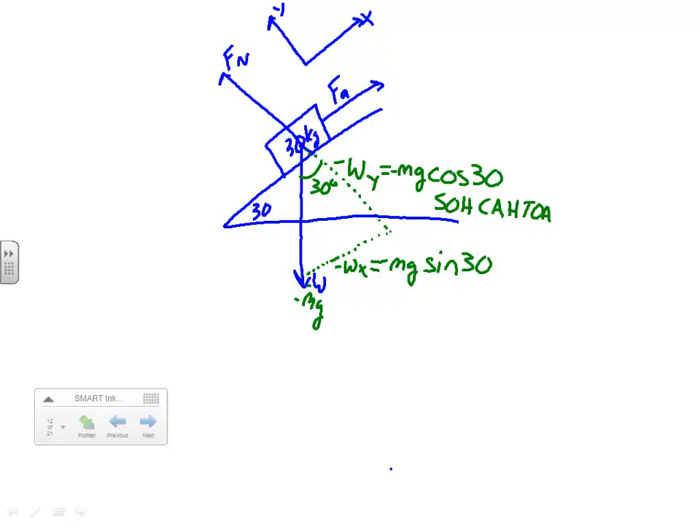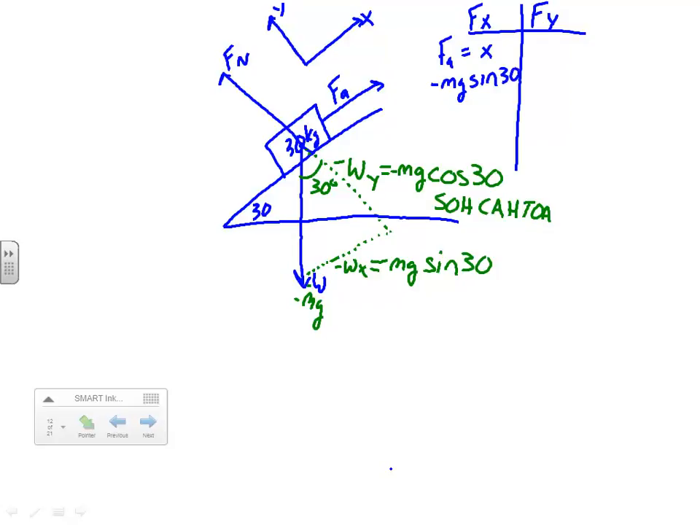Let's chart what forces we've got. Okay, so we have F in the x direction, F in the y direction. In the x direction we have FA, which is what we're looking for. And we have the part of the weight that's in the x direction, minus mg sine 30.